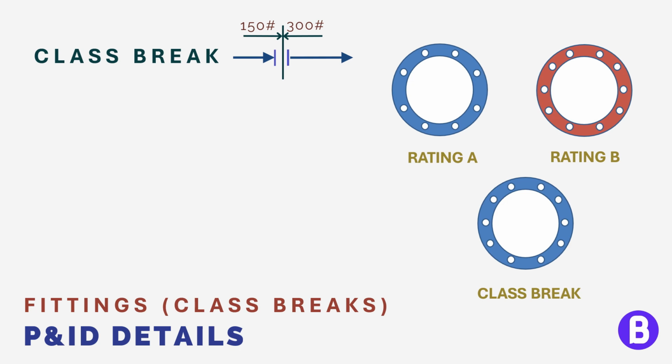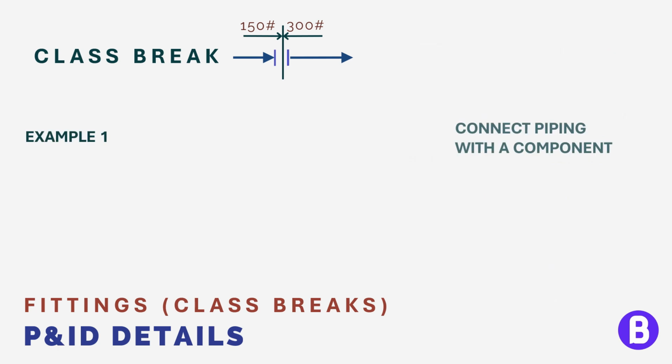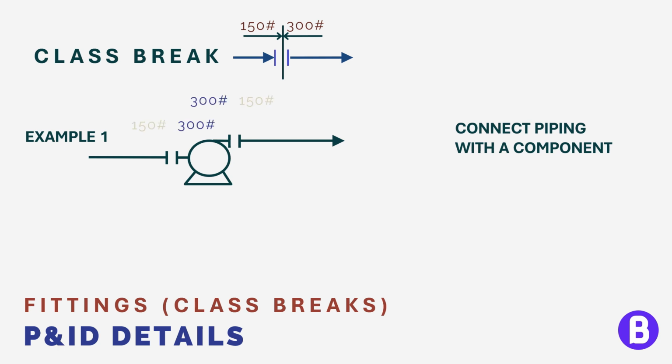So we shall need a 150-pound rating flange with the same bolts in order to connect it to the 300-pound one. But why would we need to connect two pipes with a different rating? There are two main reasons. The first reason is to connect a piece of equipment or an instrument coming with a different rating. This is highly common with pumps, for example. So we may see that the nozzle of the pump has a higher rating than the suction and discharge piping.